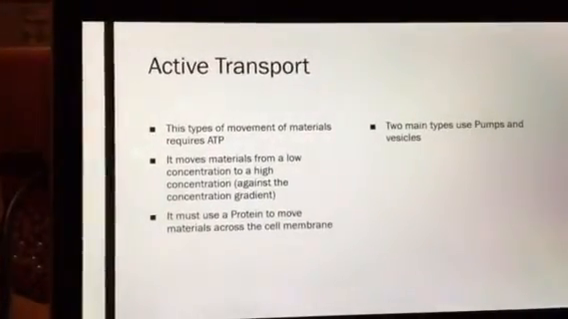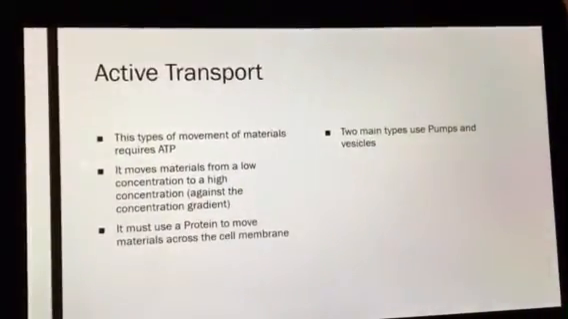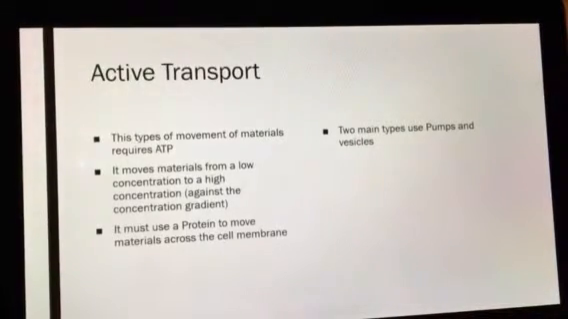Okay, today we're going to talk about active transport. Before we go too far into active transport, let's review a little bit. So I want you to answer the following 3 questions. You can pause the video after you hear them.